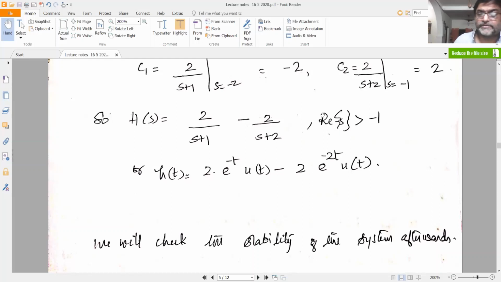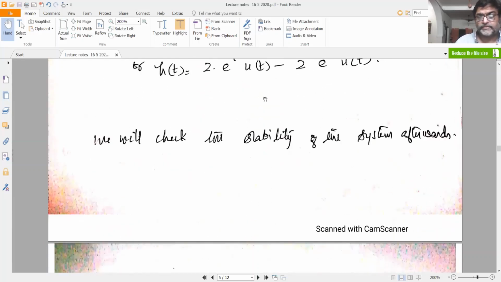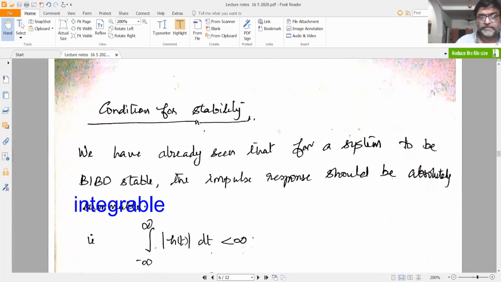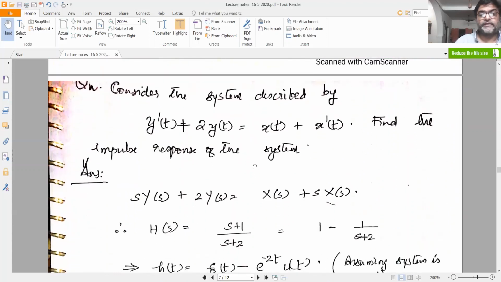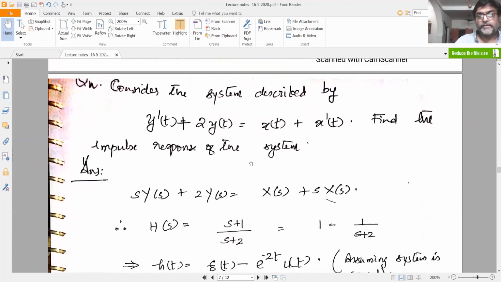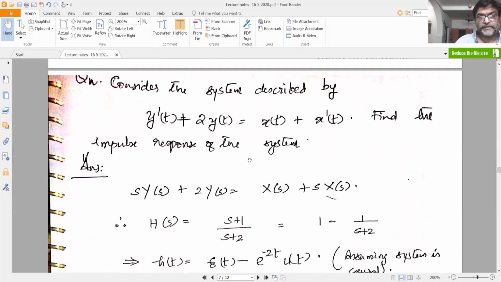So therefore it includes the line sigma equal to 0, that is, it includes the j omega axis, and therefore the system is stable. Both poles lie on the left side of the s plane, that is, left side of the j omega axis. So therefore, the system H of s is stable. Okay. So this is the previous question that has been revisited now. Now we'll consider a few more questions using bilateral Laplace transforms.